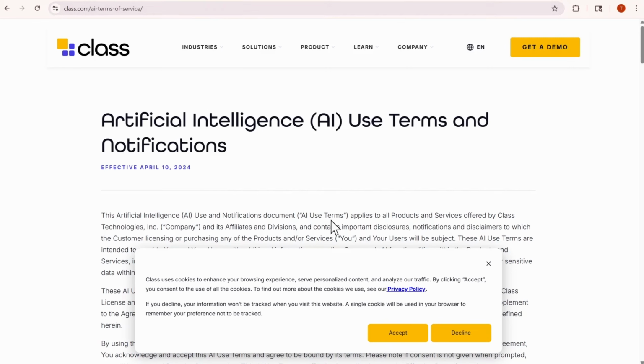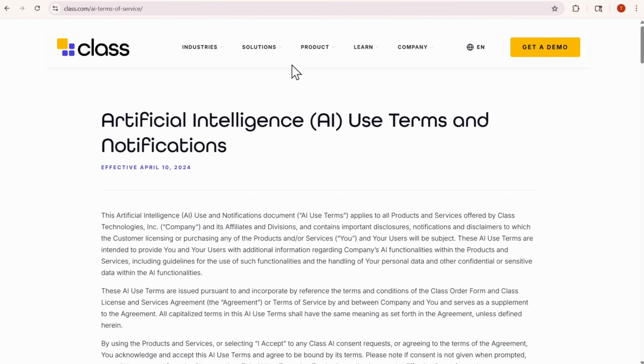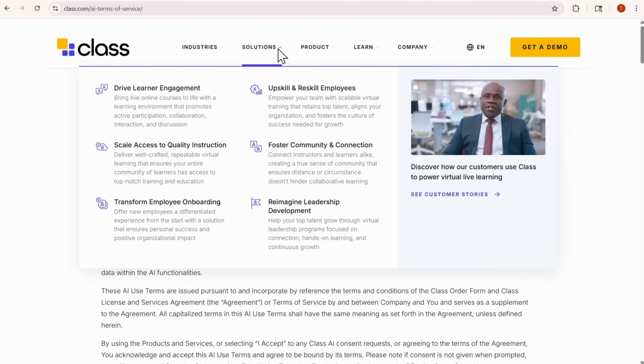Okay, we've been presented with the cookie banner. I'm going to decline. I want to quickly take a look at the solutions they have. It seems here that they have customers use Class to power virtual live learning. So it's some type of learning product.